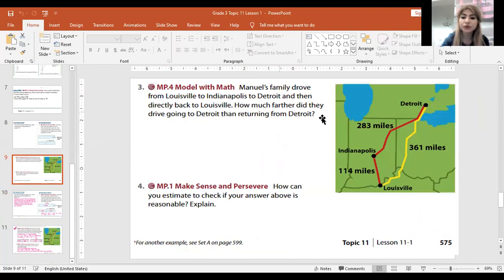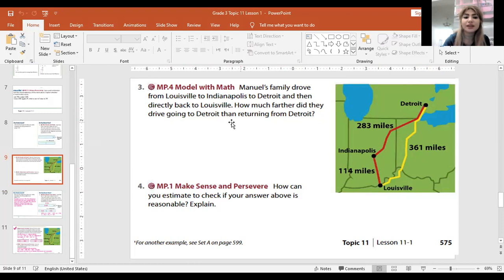Manuel's family drove from this place to Indianapolis. So it is 114 miles. Then to Detroit, plus, if I'm going from one place to another place and then from one place to another place, I'm going to add how many miles I walked. Okay, so I will add this. Let's say x plus y, 114 plus 283. And then directly back to Louisville. So they get back in 361 miles.